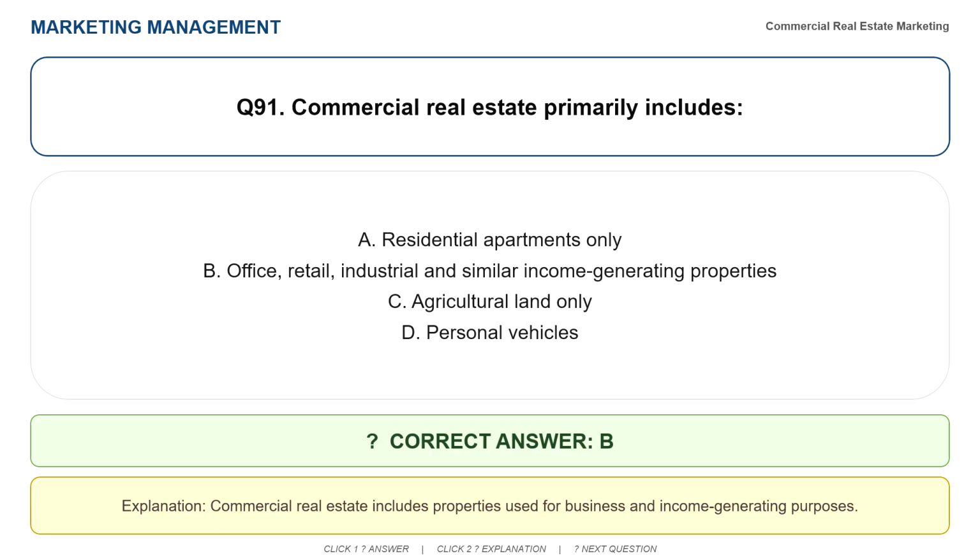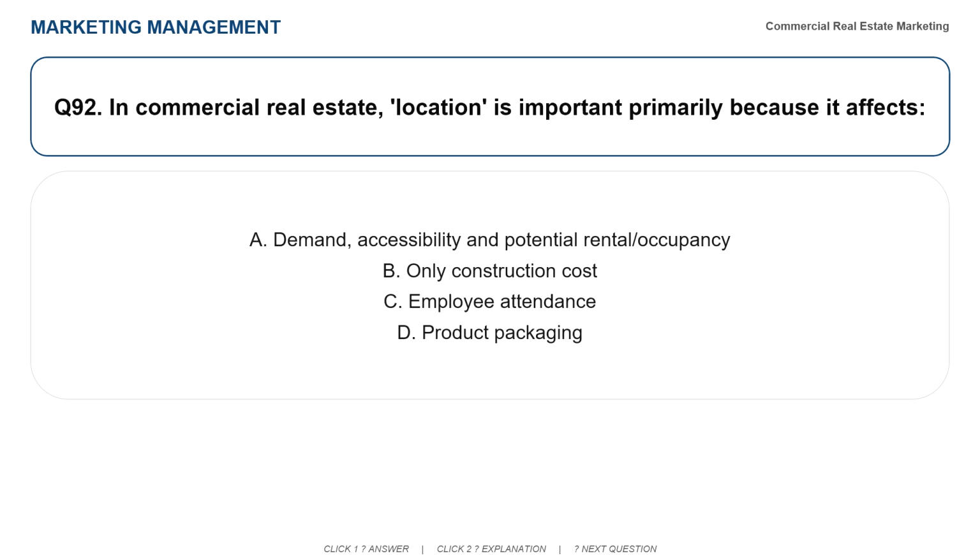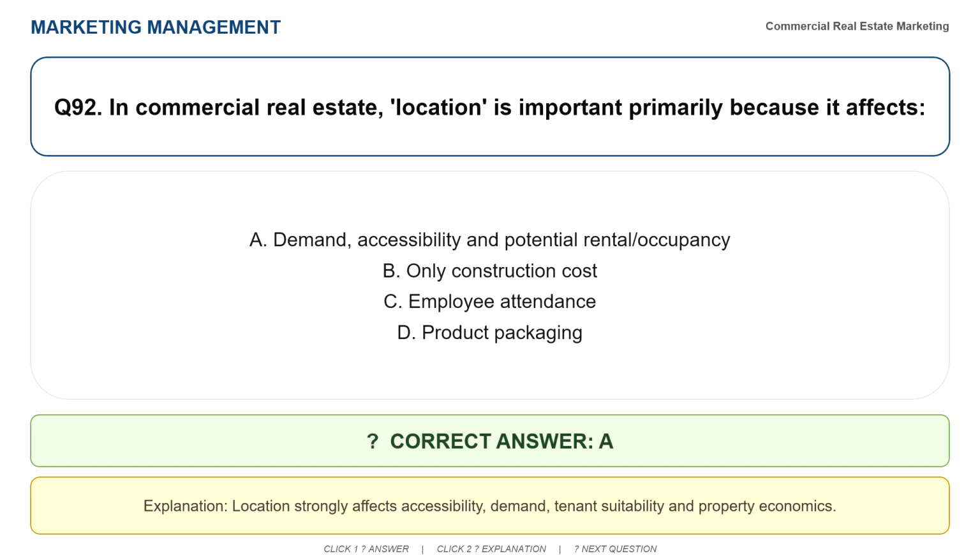Commercial real estate includes properties used for business and income-generating purposes. Question 92. In commercial real estate, location is important primarily because it affects: Option A, demand, accessibility, and potential rental/occupancy. Option B, only construction cost. Option C, employee attendance. Option D, product packaging. The correct answer is A. Explanation. Location strongly affects accessibility, demand, tenant suitability, and property economics.